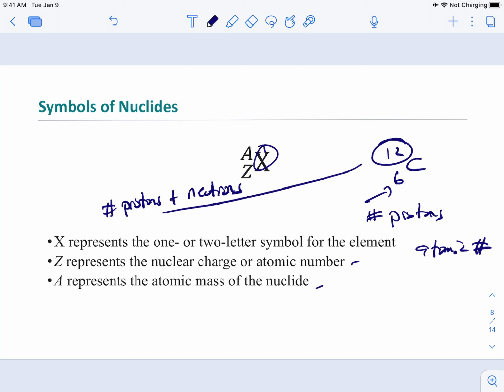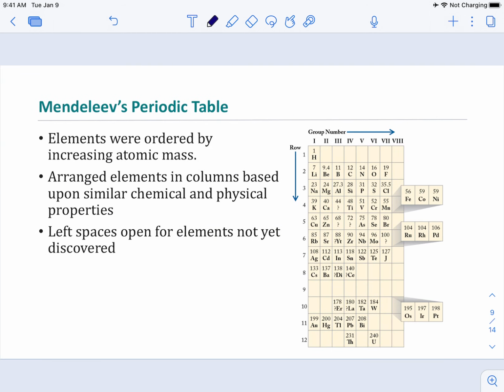Neutrons aren't discovered by Chadwick until 1932, I think it is. So that tells you the number of protons plus neutrons. Obviously 12 minus 6 equals 6 neutrons in this particular nuclide. Okay, we'll talk about isotopes in class. I want you to read a little bit about isotopes, know what an isotope is as we come into class. And these are the symbols that we use.